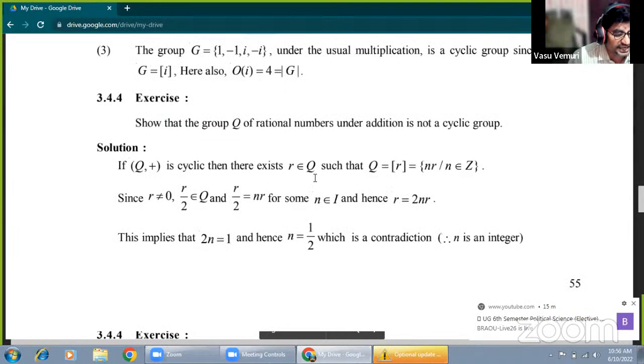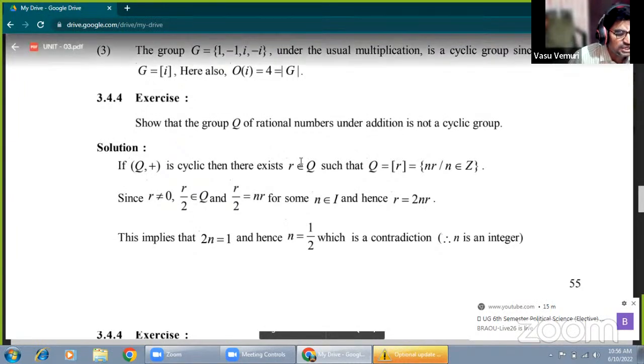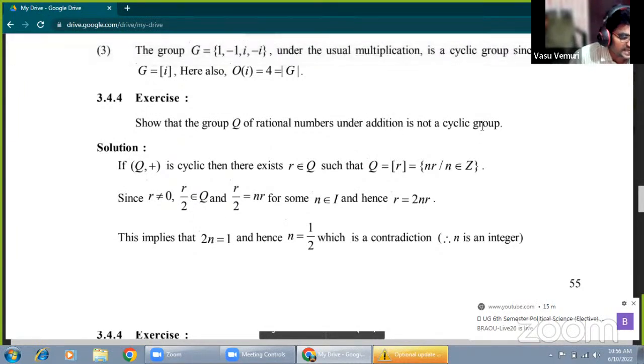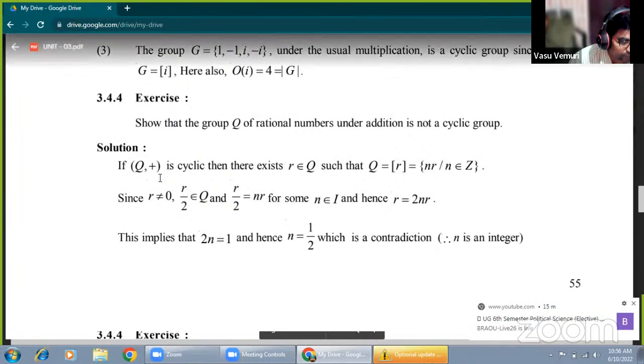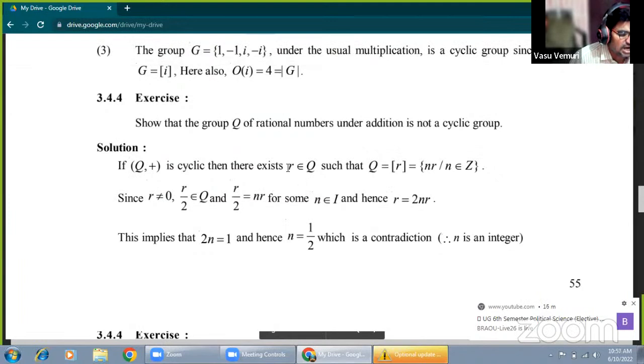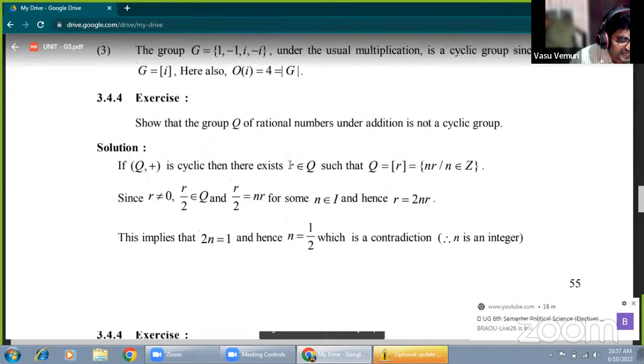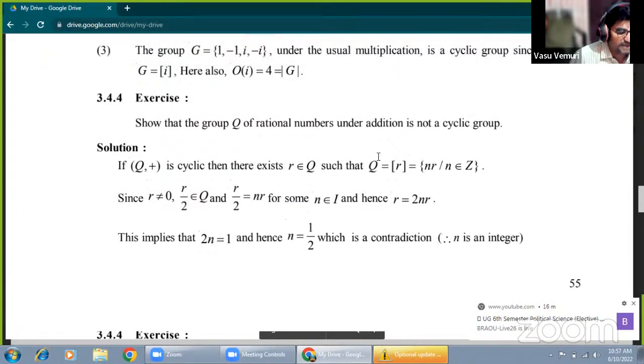Now, which is not explained, any suitable example that is not a cyclic group. One example is the group Q of rational numbers, Q under addition. Simply, Q under addition is not a cyclic group. Why? Suppose it is cyclic, and let r be any one of the rational numbers, of the form p by q. Here r must be the generator.